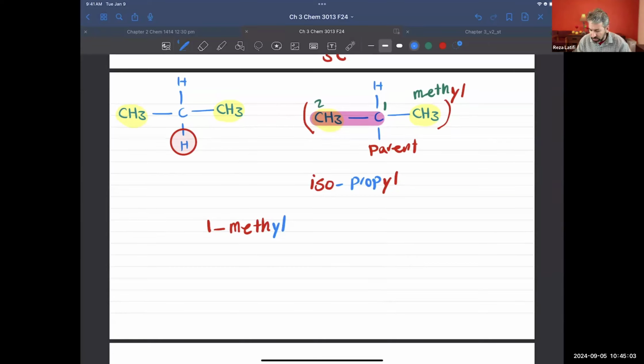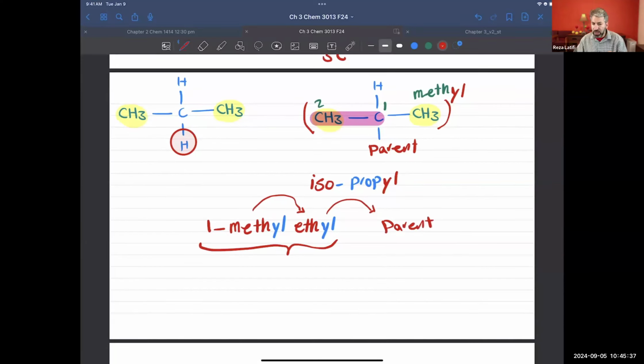Methyl attached to what? Attached to 2 carbons, those 2 that I highlighted, and to say 2 carbons, you say ethyl. Why yl? Because you want to say the entire piece, 1-methylethyl, is attached to the parent. That's the reason I'm using yl 2 times. The first yl says methyl is attached to the ethyl, and the second yl says the entire piece is attached to the parent. This is the IUPAC way to name the substituent. So we got 2 of them.